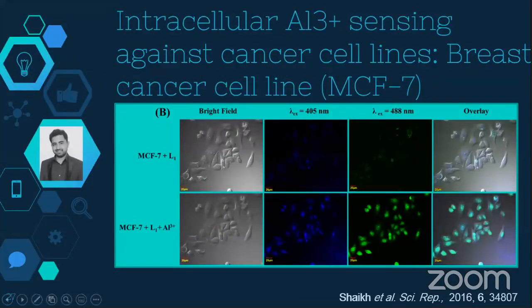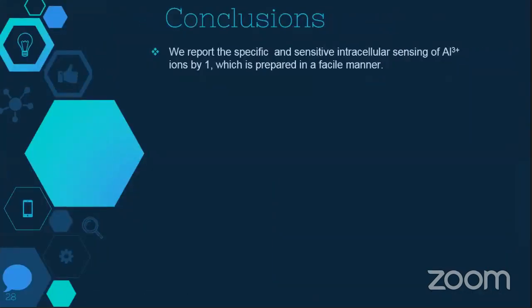We did the same thing with a different cell line, the MCF cell line, that is a breast cancer cell line, and the same thing was observed: when you add aluminum to the ligand, the fluorescent intensity increases several-fold and becomes highly fluorescent in nature. So what we conclude is we report a specific and sensitive intracellular sensing of aluminum 3 plus ion by 1, which is prepared in a very facile and simple manner.